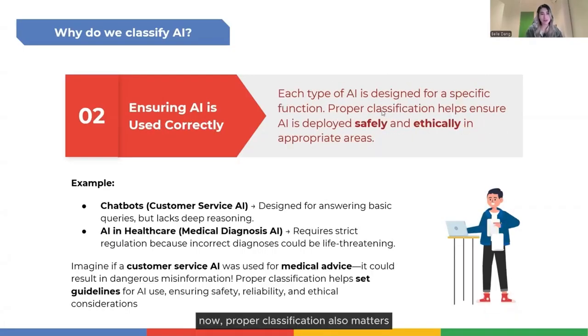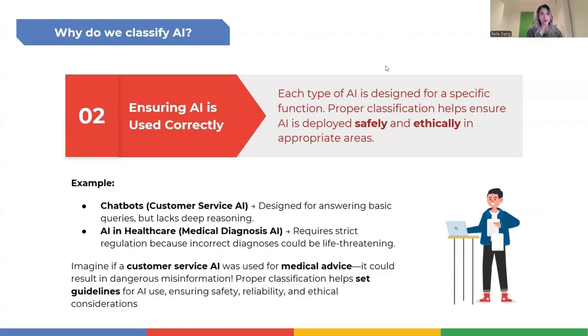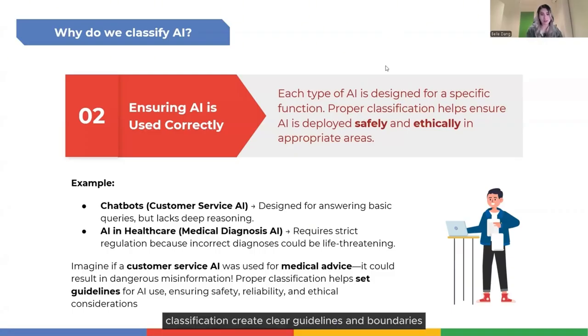Now, proper classification also matters for safe and ethical use. Every AI system is built for a specific function. Think of a customer service chatbot, which is excellent at answering simple questions, but not meant to replace professional advice, especially in critical fields like healthcare. For instance, a medical diagnosis AI must be held to strict standards because an error could have serious, even life-threatening consequences. Classification creates clear guidelines and boundaries. It ensures that a system is applied only in contexts where its strengths match the needs, and that helps protect us from potential misuse.